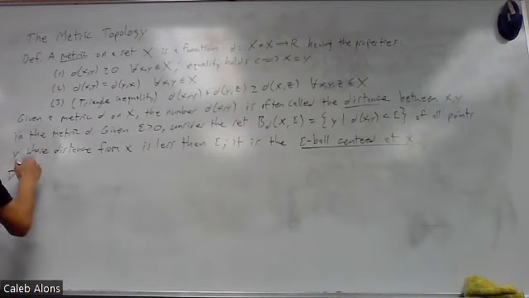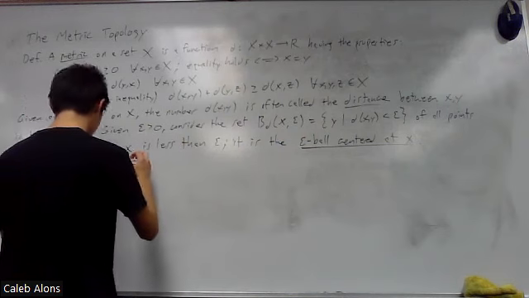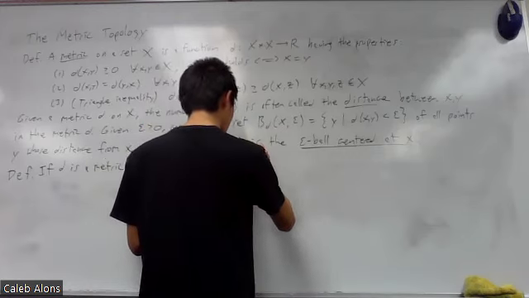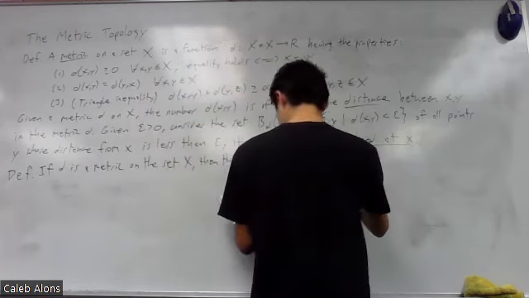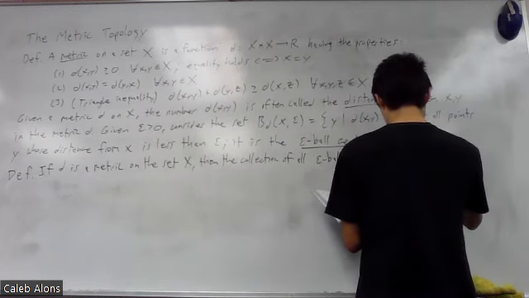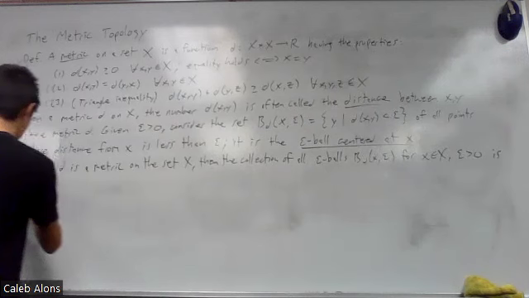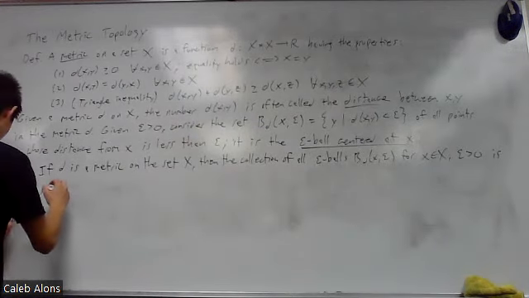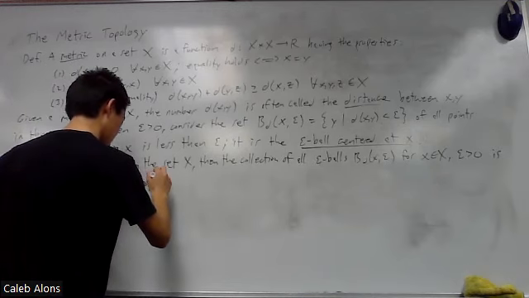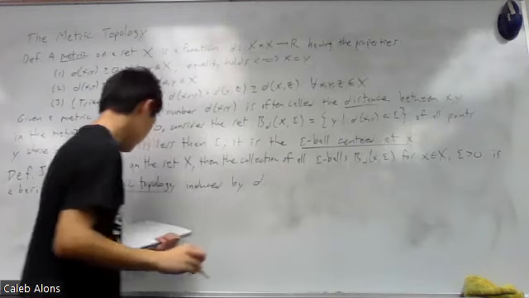And then the definition here is that if d is a metric on the set X, then the collection of all epsilon balls B_d(x, epsilon) for x in X and positive epsilon is a basis for the metric topology induced by d. Okay.